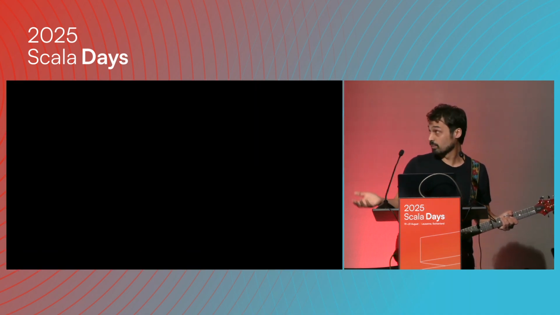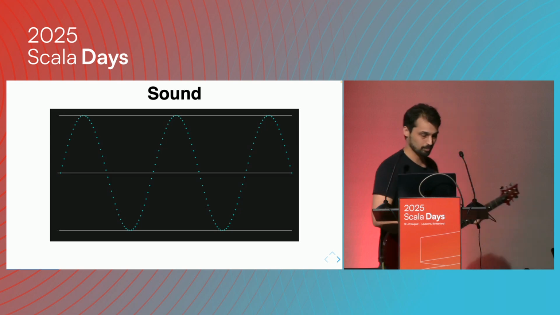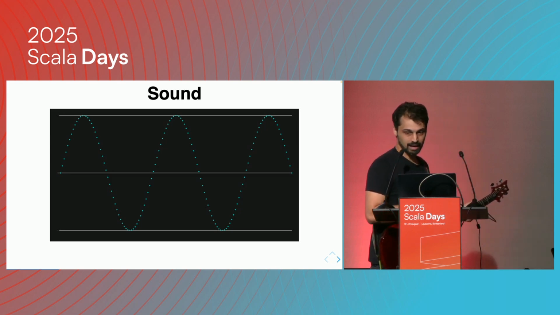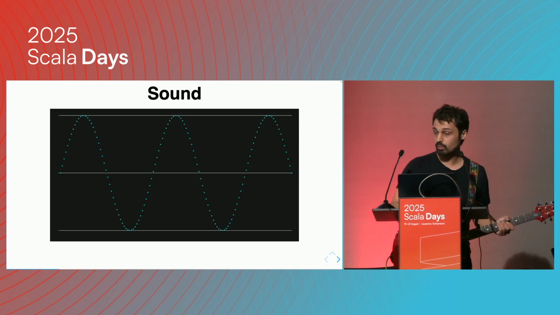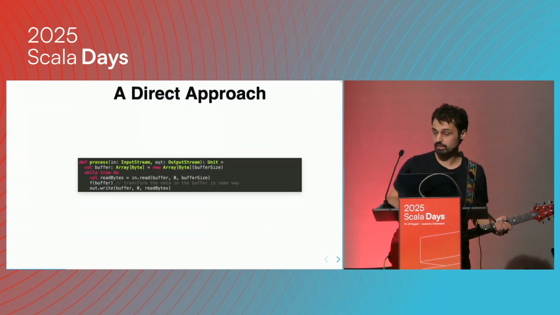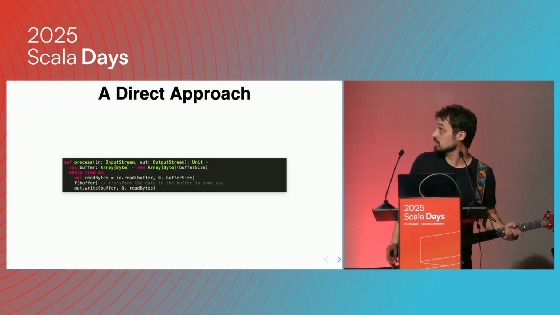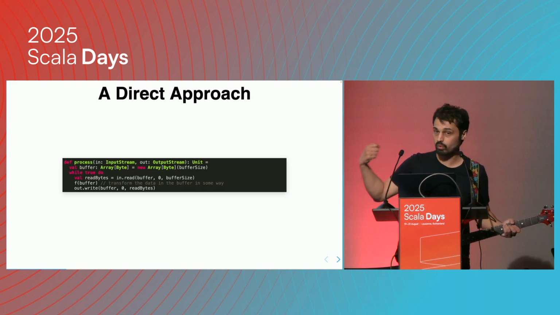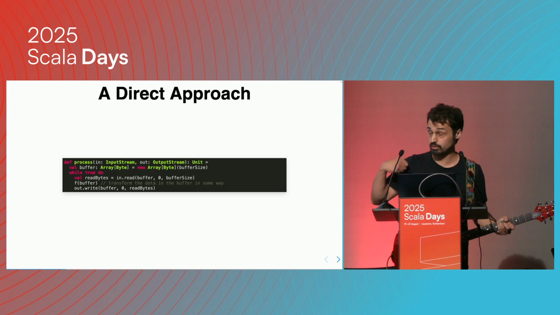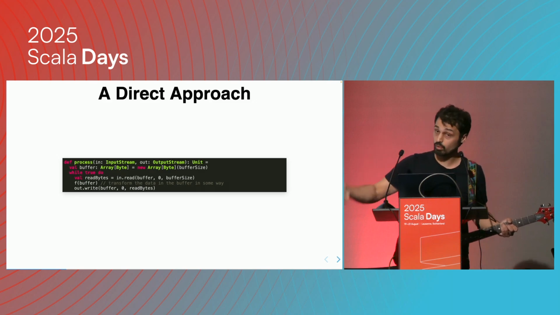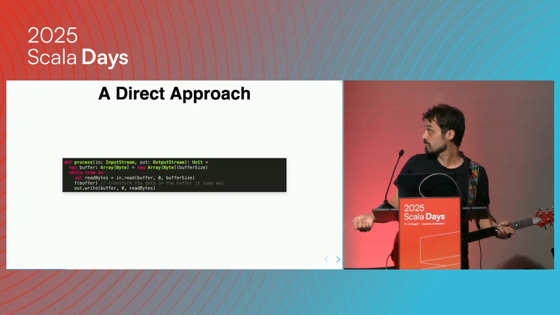Bearing in mind, it could be an infinite stream, at least if I carry on playing forever and no one kicks me out of the venue. A direct approach is something like this, which you might have seen if you've done file I/O before. You have some library that gives you access to the input stream and the output stream. Then you allocate some memory in a buffer, and in a while loop, you read from the input into your buffer, transform it in some way, and then write it to the output.